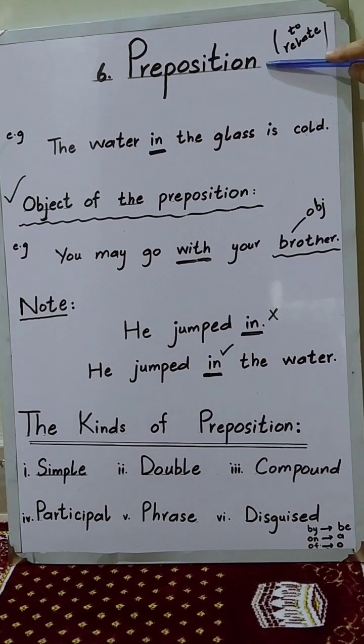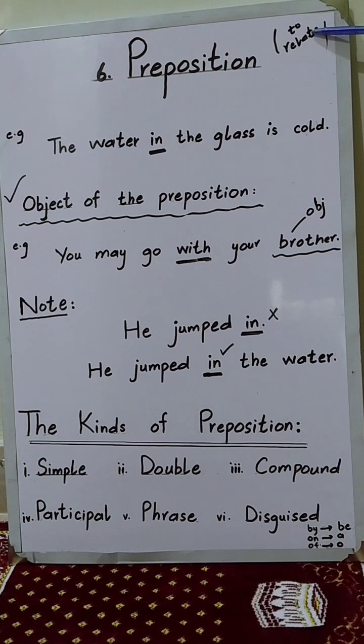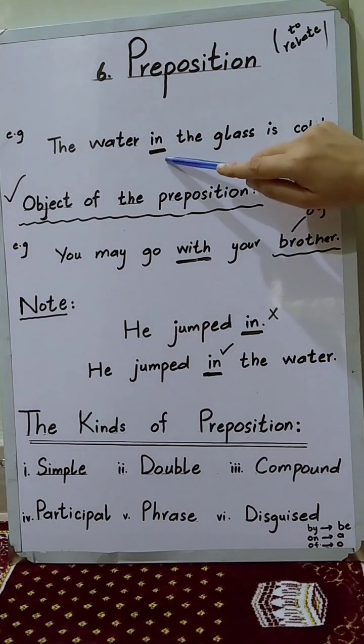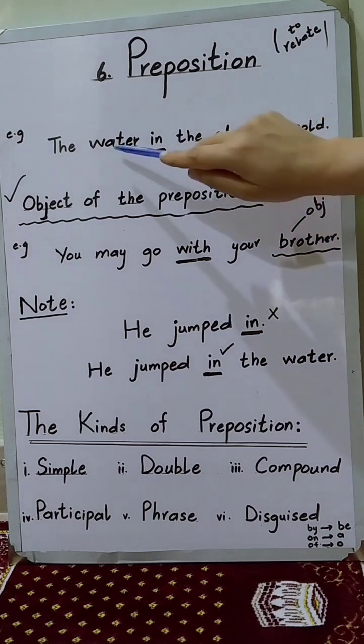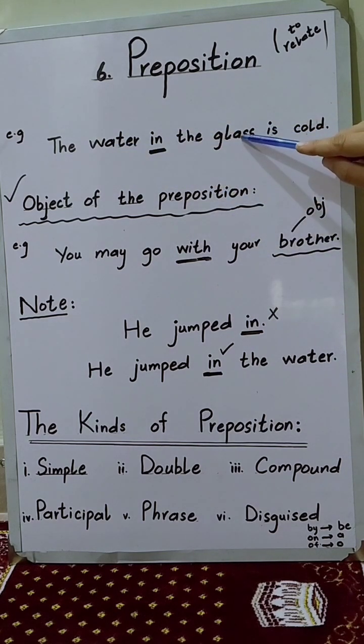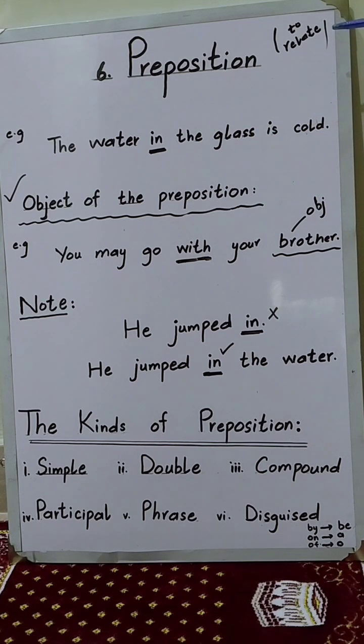Preposition. We use a preposition to relate a noun or a pronoun to some other word in the sentence. For example, in the sentence, the water in the glass is cold, the preposition in shows the relationship between water and glass. Thus, a preposition is a word used to show the relationship between a noun or a pronoun and some other word in the sentence.